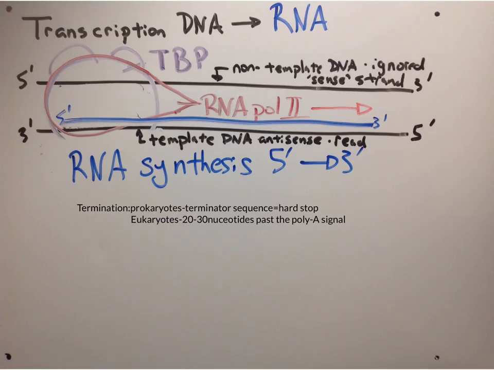To finish transcription, termination occurs differently in prokaryotes versus eukaryotes. Prokaryotes have a sequence at the end of the gene called the terminator sequence, which produces a hard stop where RNA polymerase falls off of the DNA. In eukaryotes, there's a point where RNA polymerase must pass. It's called the polyadenylation signal. And once it passes the polyadenylation signal, it continues on for 20 to 30 nucleotides or so before RNA polymerase loses affinity for the DNA and eventually falls off.